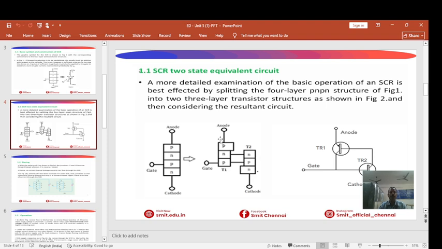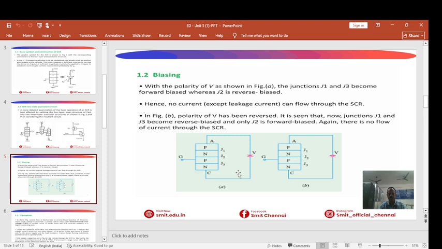Then coming to the biasing of SCR, we can say under forward bias, that is anode is positive and cathode is negative, the conditions are J1 forward biased, J2 reverse biased and J3 forward biased, but the SCR remains off.